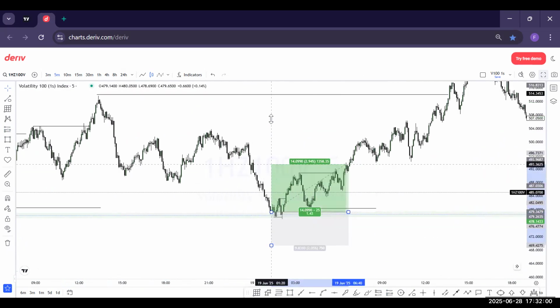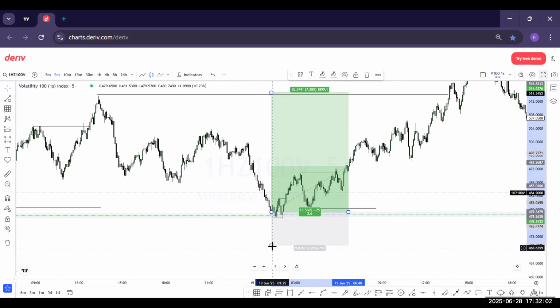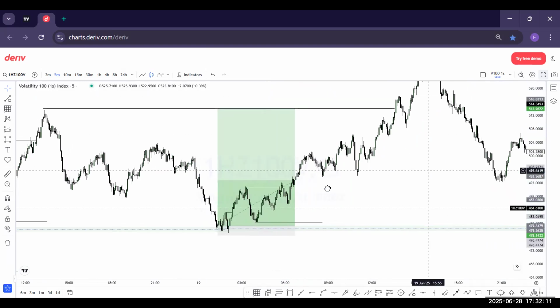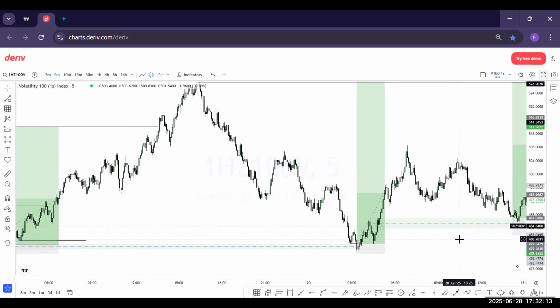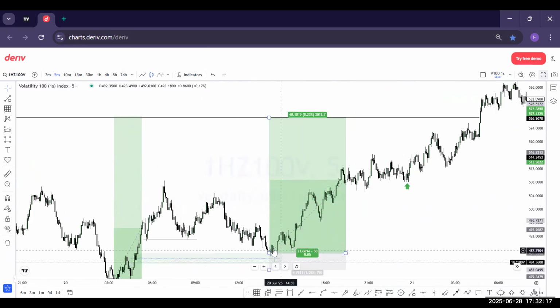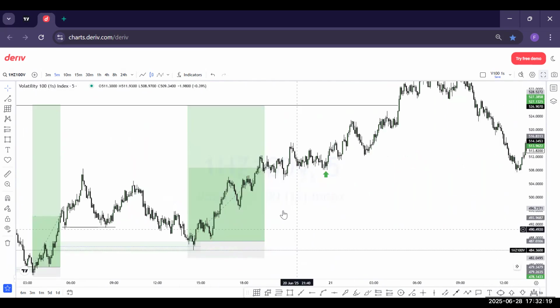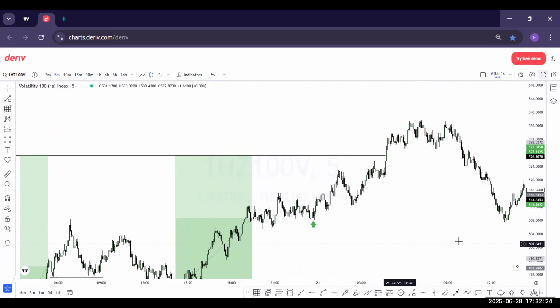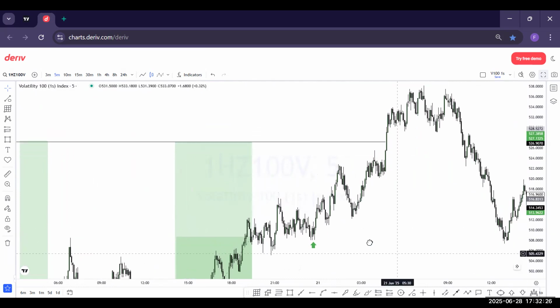Sometimes price will even return back to the same entry. Now this one gives 1:12, right? And look at another entry when price pulls back, another SBS here. And here is a continuation trade using the breaker block. What do you look for here? Well, you keep on looking for SBS.